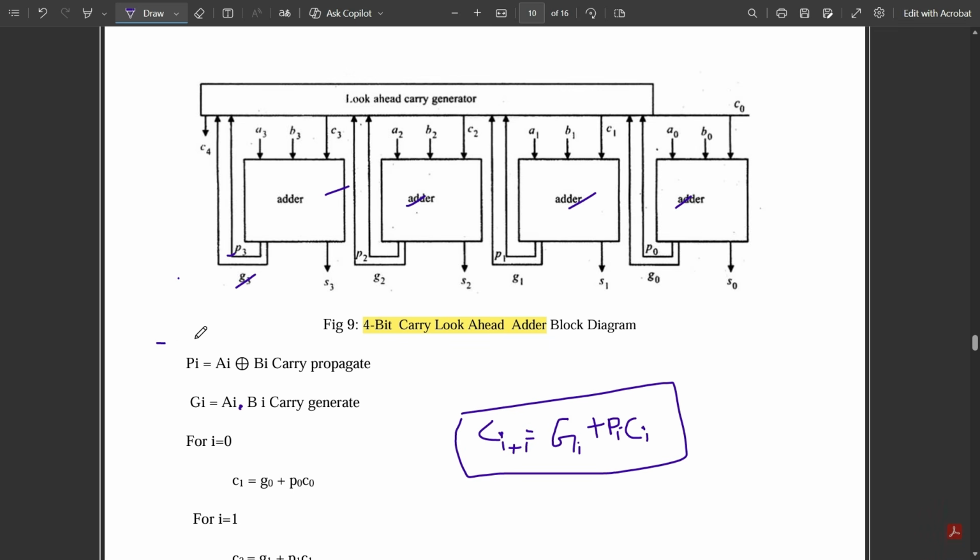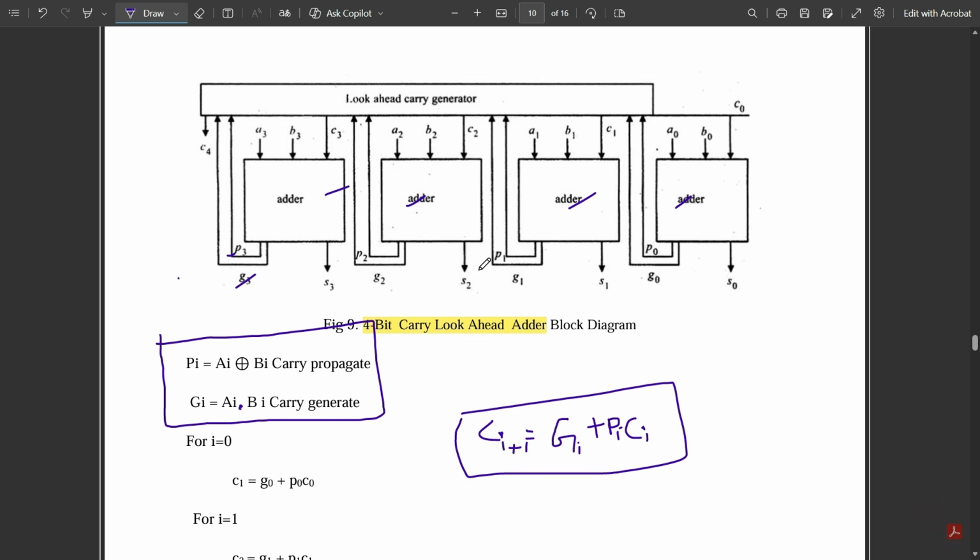In general, these are the equations which are used to represent these generators and propagators. You see here, P of i is equal to A of i XORed with B of i. This is called the carry propagator, and G of i is equal to A of i into B of i, that is the carry generator. These two expressions are very important with respect to the carries getting generated at each stage of the full adder.